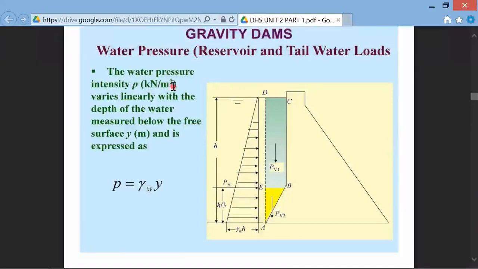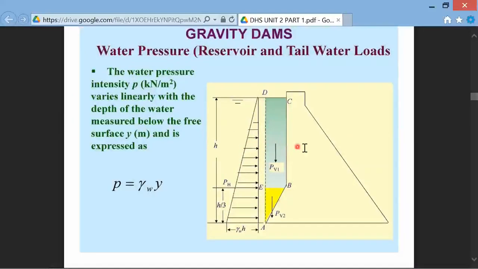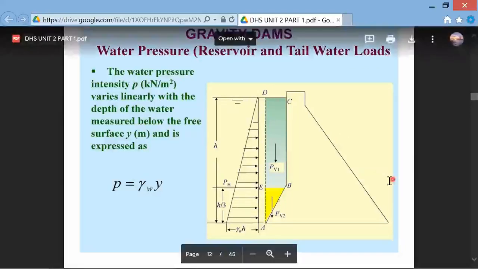So this water pressure will be present on the upstream side as well as on the downstream side. Why will it be present on both sides? Because on both sides the water will be there. If your upstream side is full of water, then you will release the water to the downstream side, and at your downstream side here, some of the water will also be present.